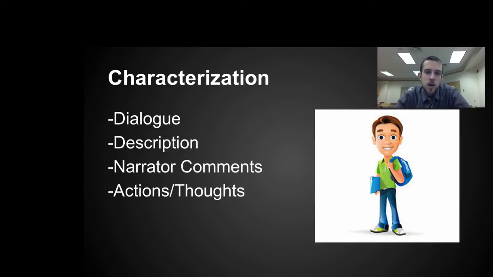You have to figure them out as you go. So how do you do that? Well, you want to look at descriptions of this person. You want to listen to how they talk and what they say. What does the narrator say about them? And ultimately, what do they do? And you have to be the one to put it all together.